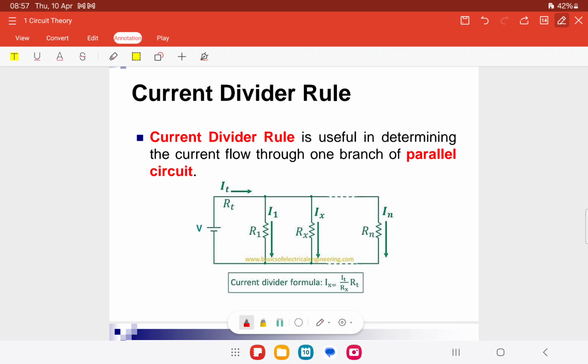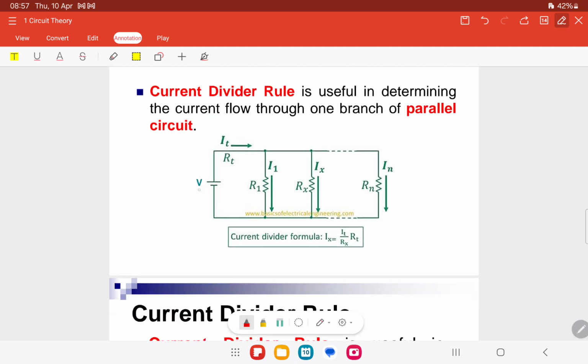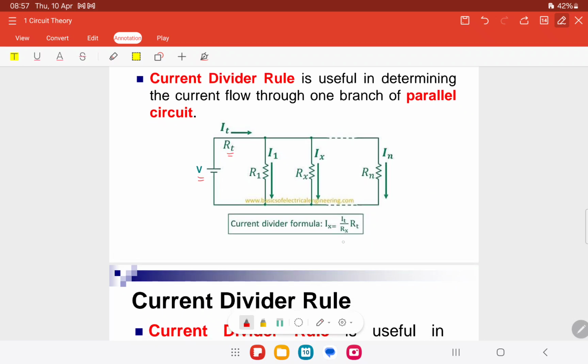So this one we have the voltage and we have the R total. Same as for series, for a parallel circuit we need to get the R total. Since this one is parallel, use the formula for parallel resistors to get R total. Then V equals IR, so I total equals V over R total. So you need to get the I total first. That is why we find R total first.